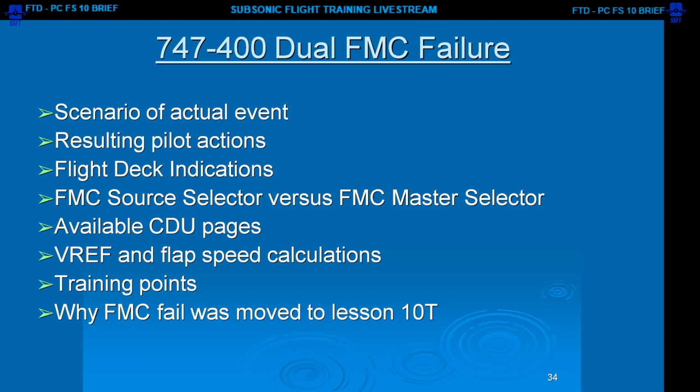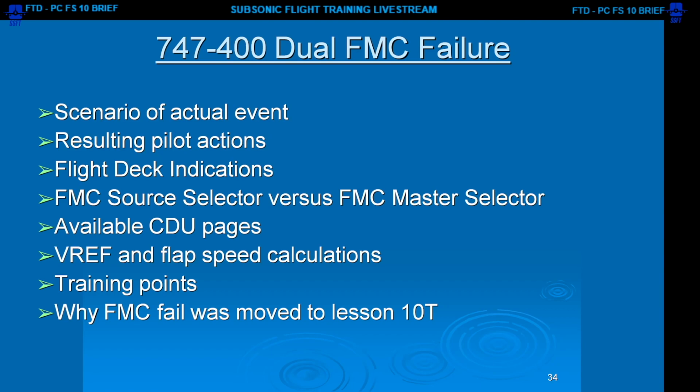And then, of course, because you lose both FMCs, you're going to lose the ability for the computer to calculate your VREF speed. So based on your VREF speed, you're going to have to calculate your flap limit speeds or your flap maneuvering speeds, and then come up with a little graph or a listing of what your flaps up speed will be, flaps 1, flaps 5, flaps 10, flaps 20, and flaps 30 speeds will be, because that's not going to be available in the computer anymore when you lose both the big computers.